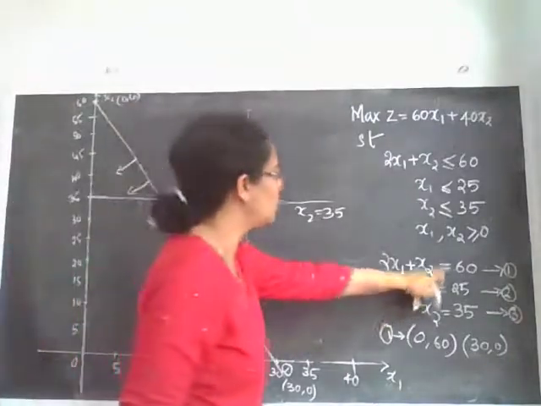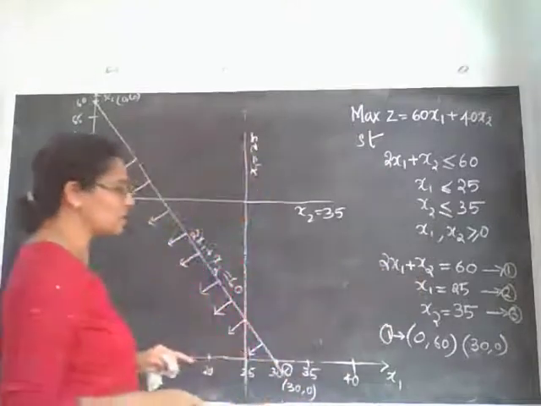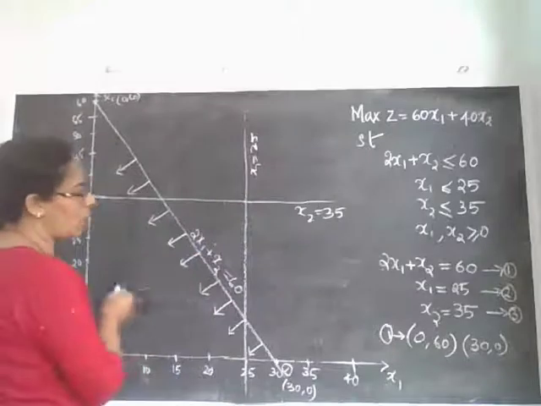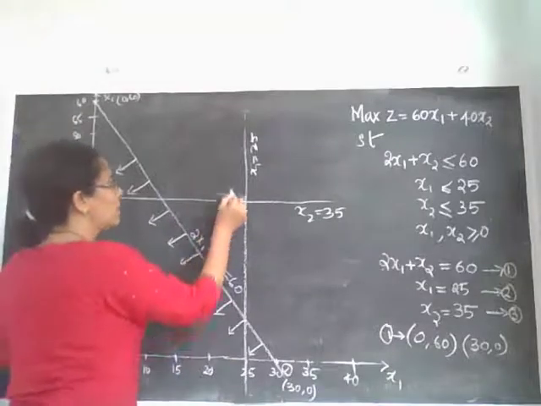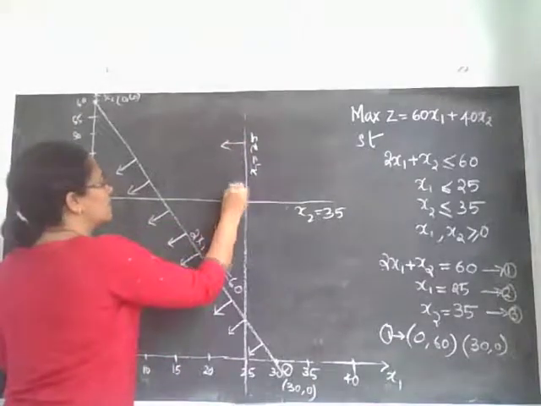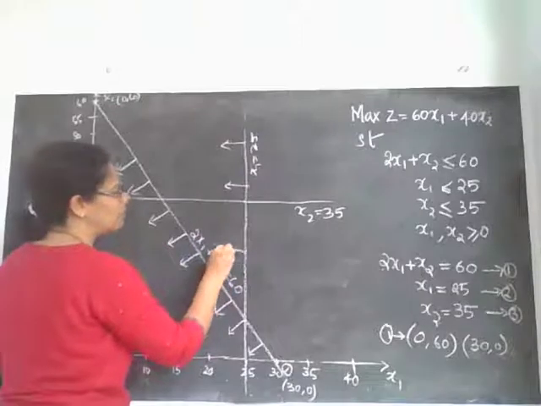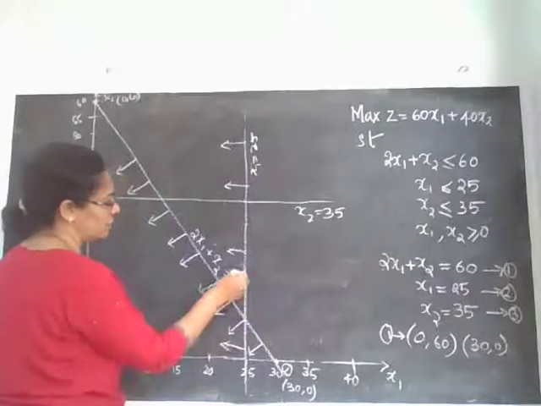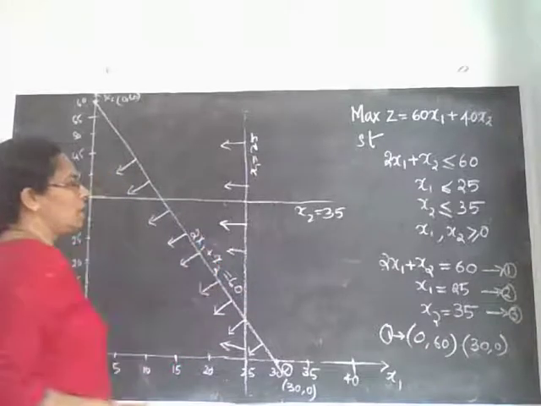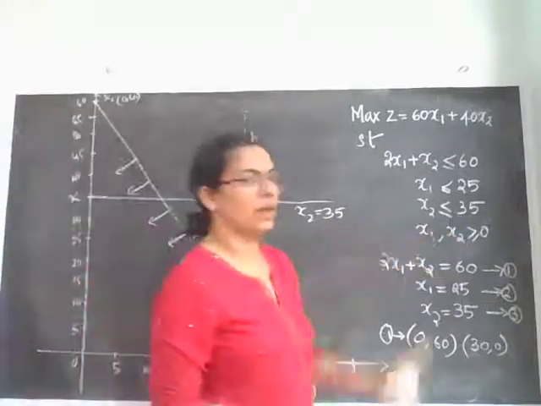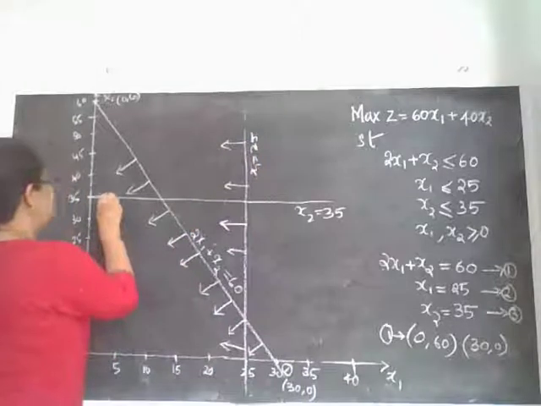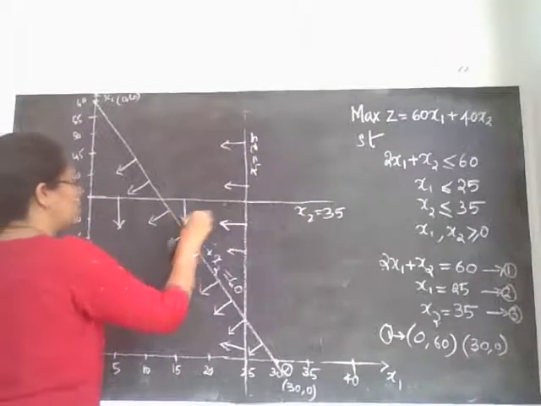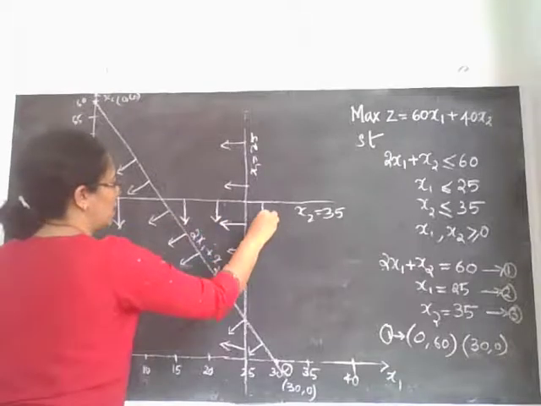Now, x1 less than or equal to 25. For x1 less than or equal to 25, the line is like this, and the region lies towards the origin, so you have it in this position. Similarly, x2 less than or equal to 35, so you will have the arrow in this position, less than or equal to.